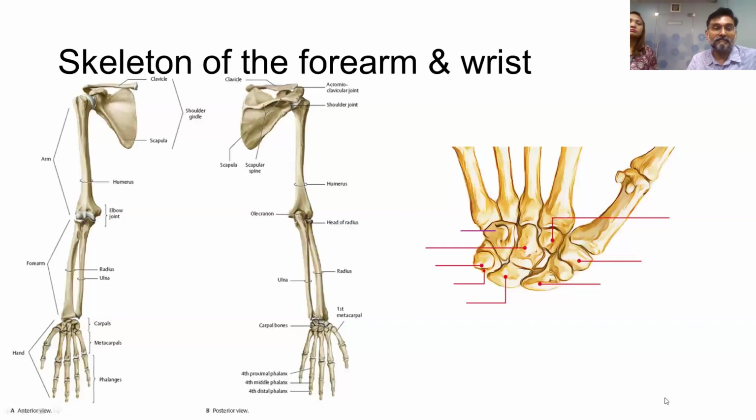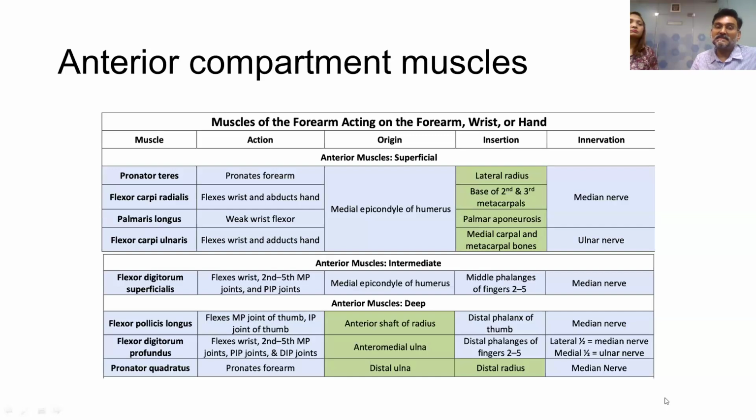This is a picture of the skeleton of the forearm and the wrist. The wrist is made up of 8 bones: the scaphoid, the lunate, triquetrum and pisiform, trapezium, trapezoid, capitate, and hamate. The anterior compartment muscles include superficial muscles, which are pronator teres, flexor carpi radialis, palmaris longus, and flexor carpi ulnaris. The intermediate layer has flexor digitorum superficialis, and the deep muscles are flexor pollicis longus, flexor digitorum profundus, and the pronator quadratus.